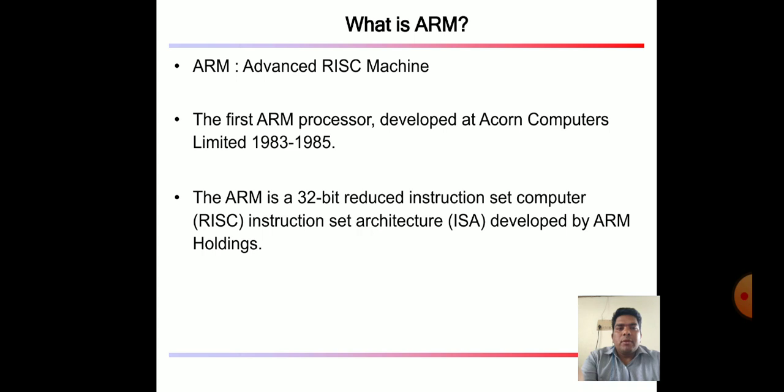ARM is especially designed for portable devices due to its low power consumption and reasonable performance. It is the most licensed processor and widespread in the world. The first ARM processor was developed at Acorn Computers Limited during 1983 to 1985, and ARM is a 32-bit reduced instruction set computer, that is a RISC instruction set architecture, ISA, developed by ARM Holdings.